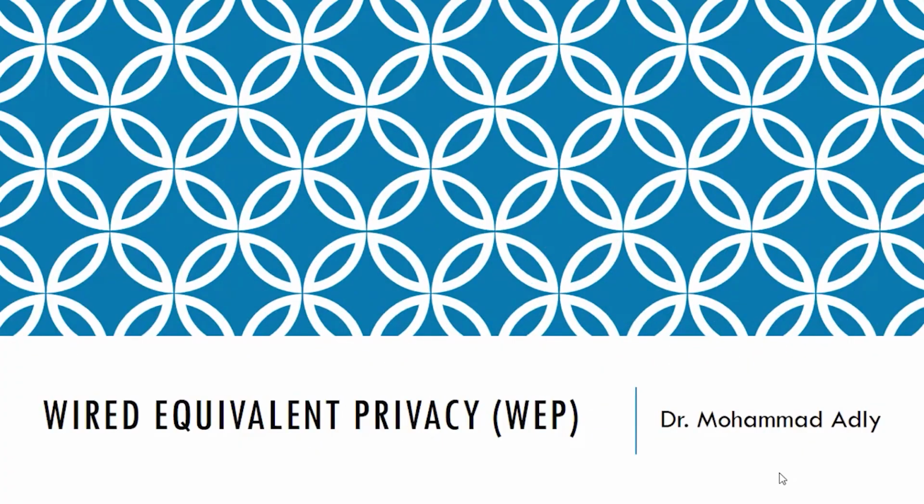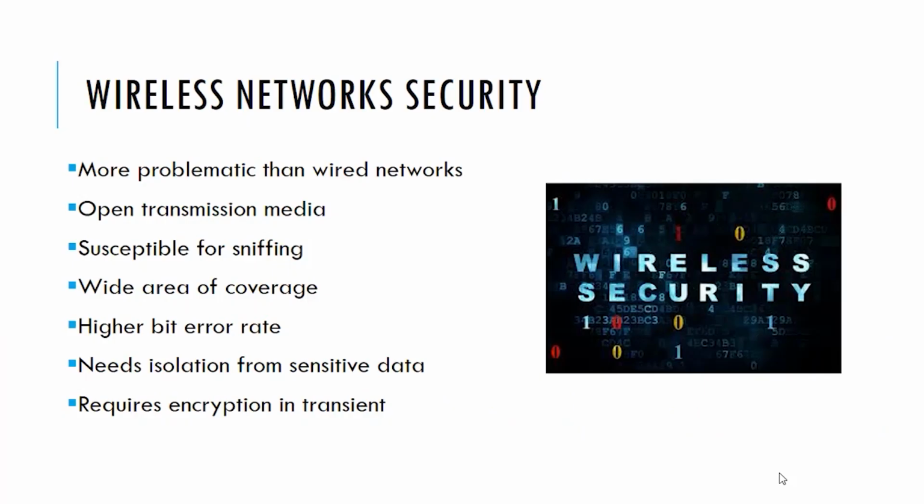Now let's explore the wired equivalent privacy, the WEP protocol. Sometimes it is misinterpreted as the wireless encryption protocol, but the exact interpretation is wired equivalent privacy. Let's review some of the concepts about wireless network security.